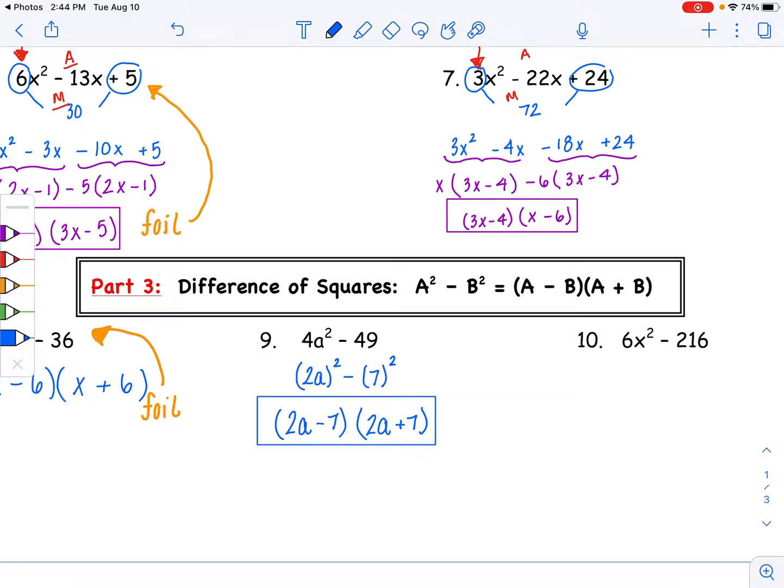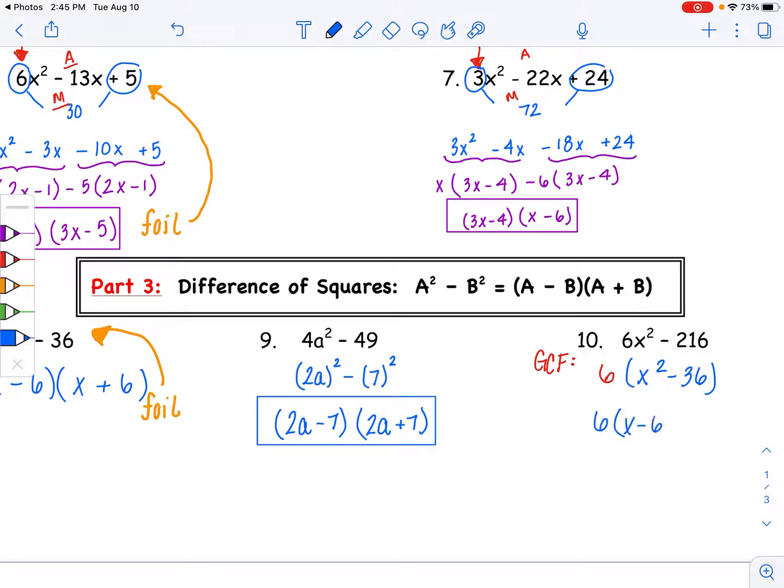For number 10, I'm like, oh, 216, is that a perfect square? I don't know, right? Well, hey, first, look for GCF. You should be doing that in all your problems. Here, I can take a factor of 6 out. That is super helpful because now problem 10 turns into problem 8 with just a 6 in front.